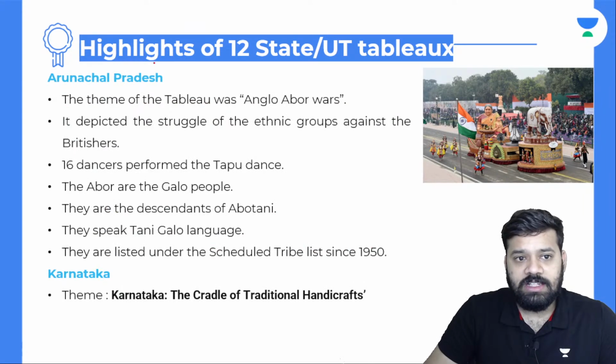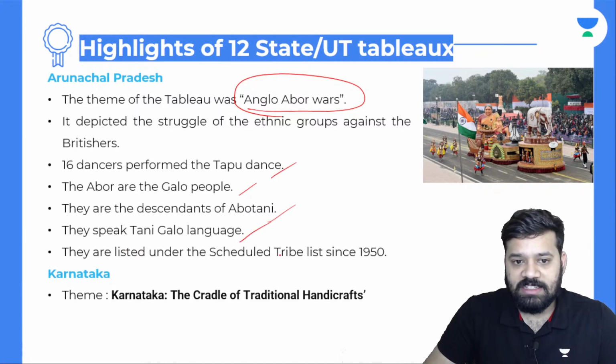Going forward in Arunachal Pradesh, the theme of the tableau was Anglo-Abor Wars. It depicted the struggle of the ethnic groups against the Britishers. 16 dancers performed the Tapu dance. The Abor are the Galo people. They are the descendants of Abotani. They speak Tani Galo language. They are listed under the scheduled tribe since 1950.